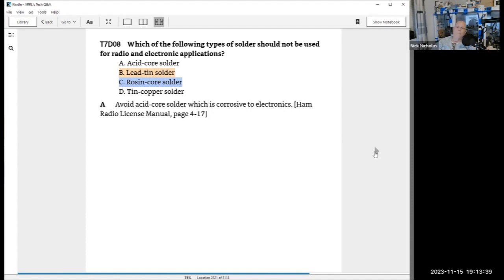And tin copper solder, I don't know that it would do any harm, but it would be really tough to work with. Okay. But acid core solder will out and out damage components. It's corrosive. While you're soldering it, the bubbling acid would eat up the electronic semiconductor components. So do not use acid core solders. They're designed to etch into steel.